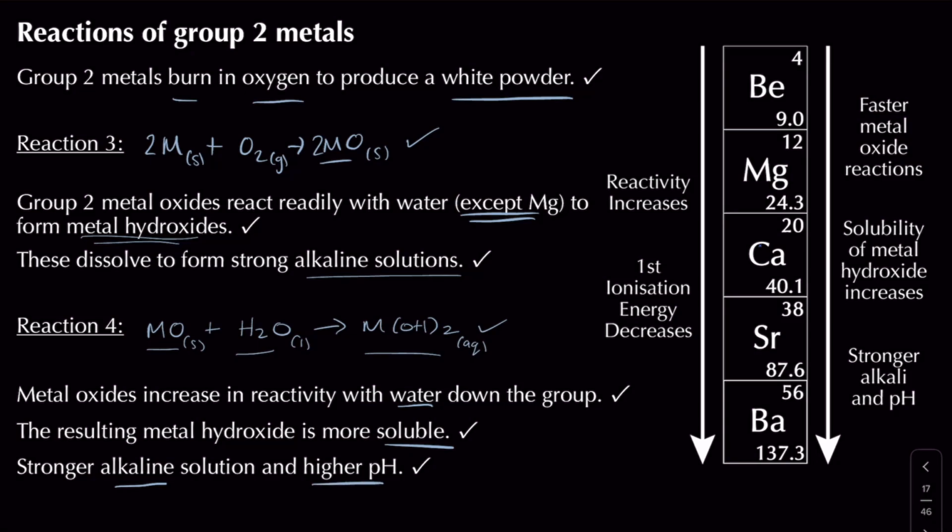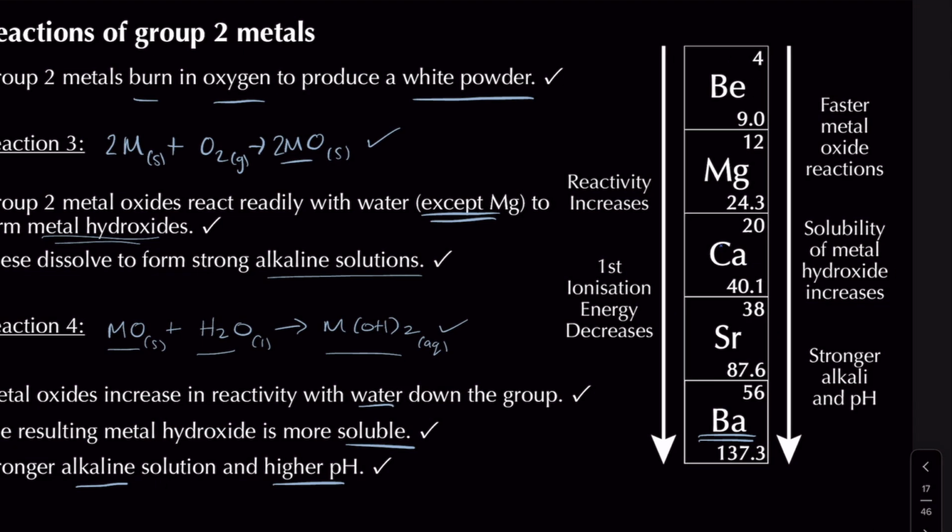So if you look at barium hydroxide and you were to compare that to something like magnesium hydroxide, barium hydroxide, that's formed from barium oxide, of course, and of course you end up with a faster metal oxide reaction. You end up with a more soluble metal hydroxide being formed, and then you also end up with, of course, a stronger alkali and a higher pH itself as well, right? But again, if you were to look at your normal trend, reactivity is increasing, first ionization energy is going to be decreasing itself, and so overall you end up with a faster reaction and a stronger pH.